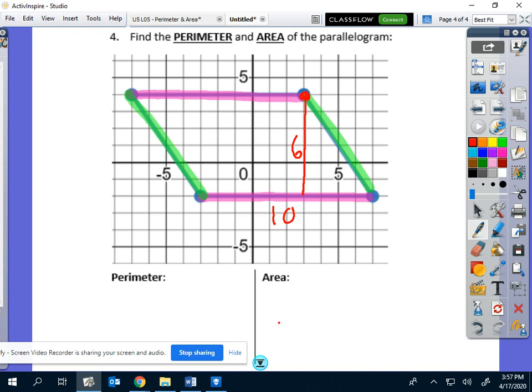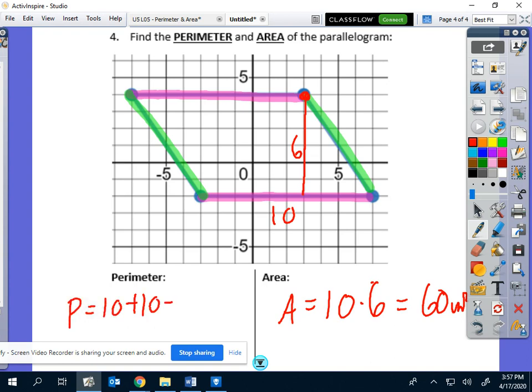So in this case, it's just base 10 times height 6. And we don't divide by 2 because it's not a triangle, it's a parallelogram. And that leaves me with 60 units squared. Okay? So try out the perimeter. Perimeter we know already is going to be 10 plus 10 plus 2 more things. I'm going to let you figure that out.